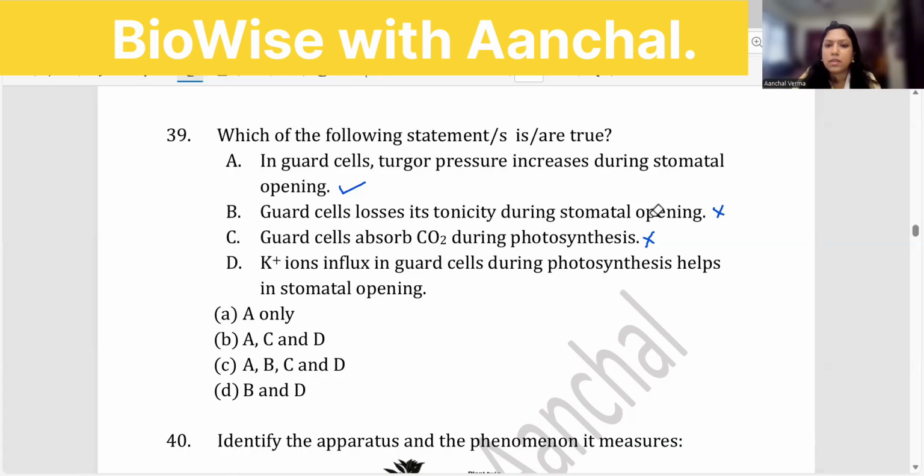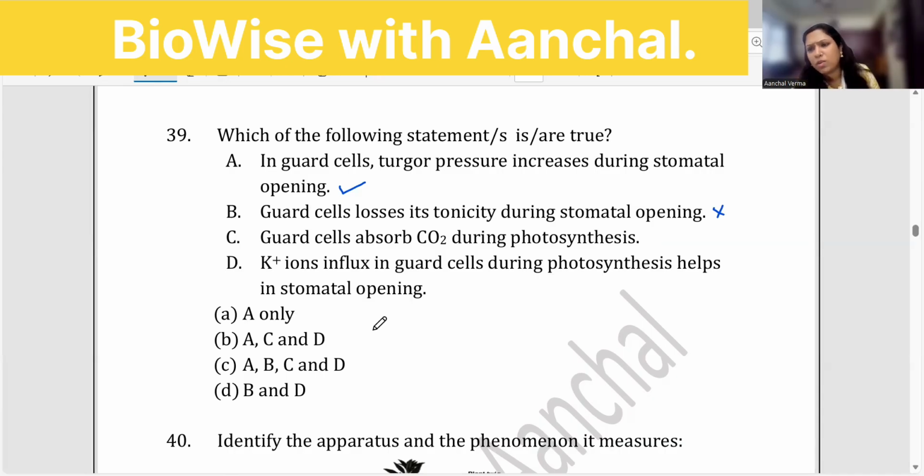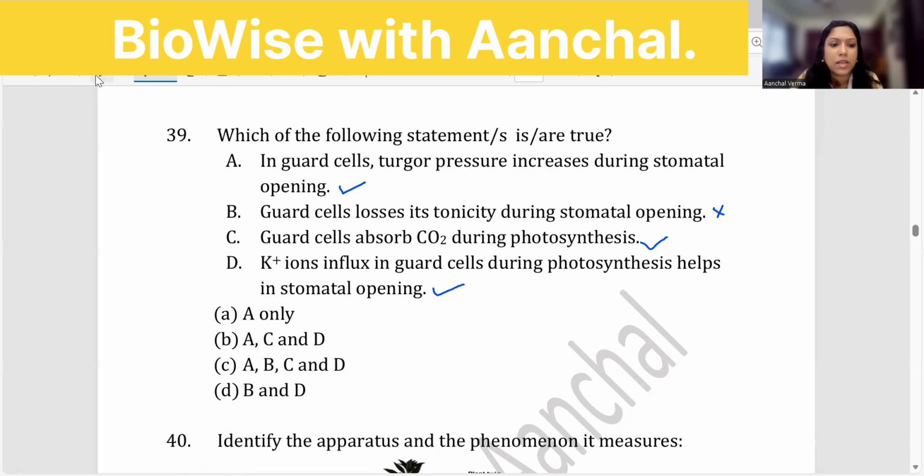One minute, children. There is something here. Guard cells absorb carbon dioxide during photosynthesis. Correct, because photosynthesis happens in the guard cells. So, it is right. And K ions influx means K ions coming into the guard cells during photosynthesis helps in the opening, that is, it increases the turgidity. According to the potassium ion theory, influx causes turgidity, that is water coming into the guard cells and the guard cells open. So how many statements are correct? A, C and D. Is there any option with A, C, D? Yes, here is the answer A, C, D.